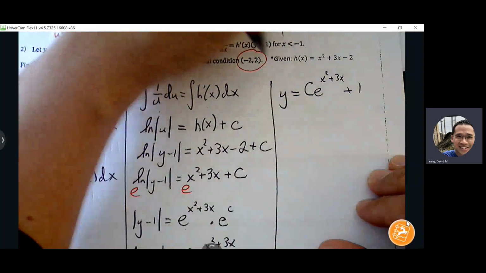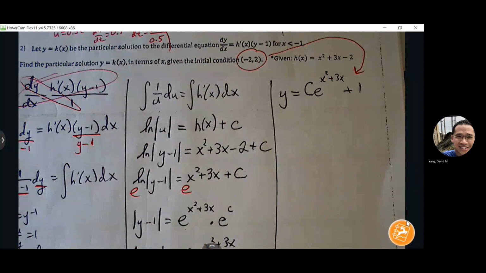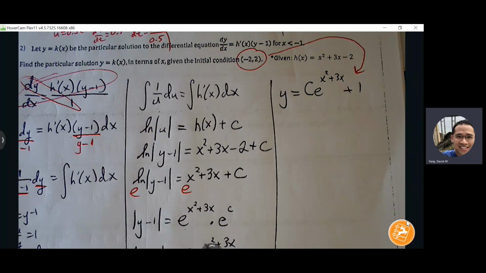Given my ordered pair, -2 in for X, 2 in for Y, solve for C.